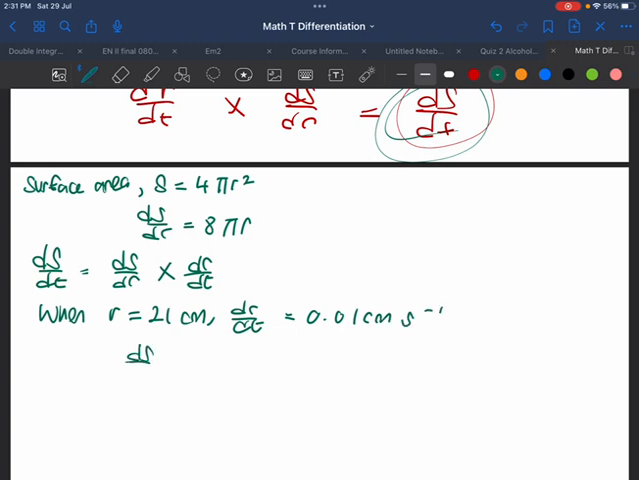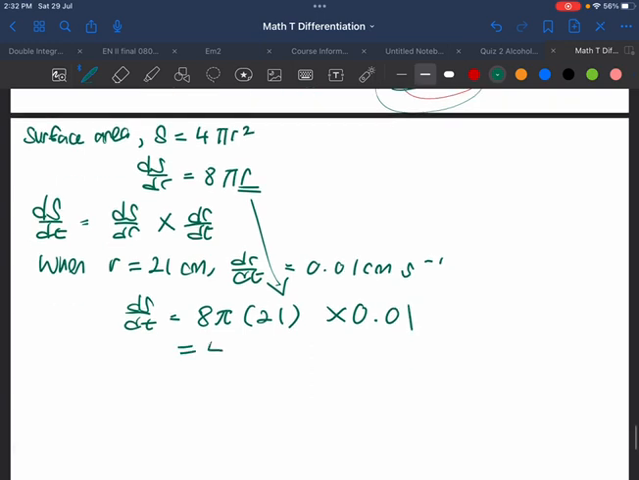So now dS/dt is actually equal to 8 pi times 21, because r is substituted with 21, right? And times 0.01, and you will get the answer 42/25 pi. If you want the exact value, it is actually 5.28 centimeter square per second.